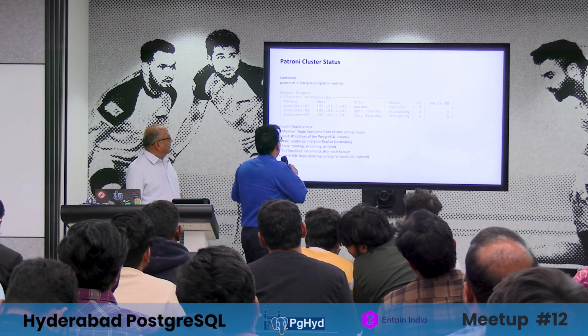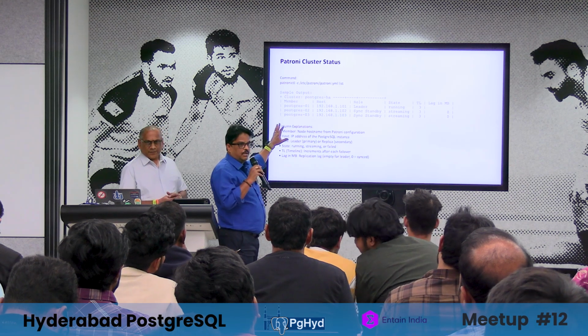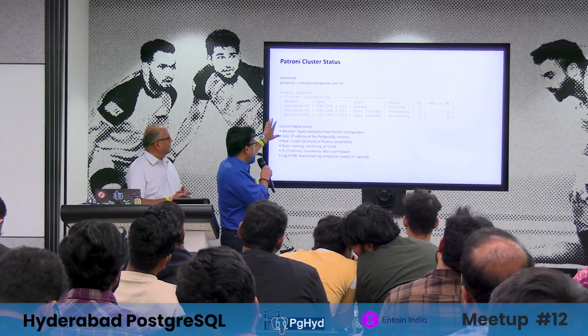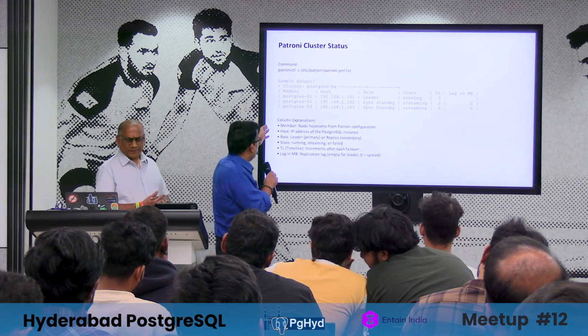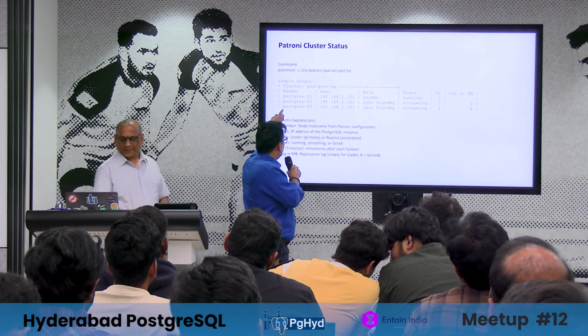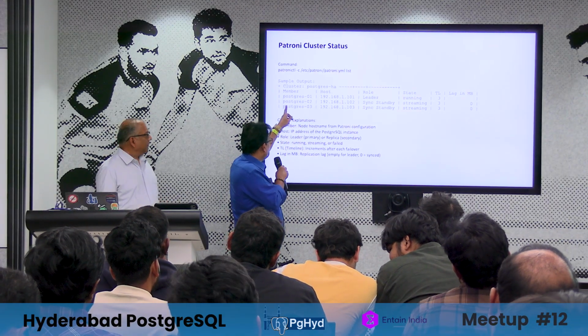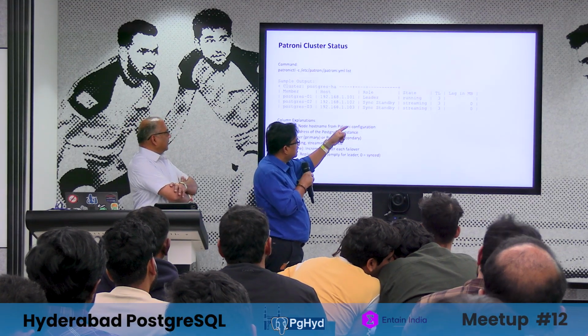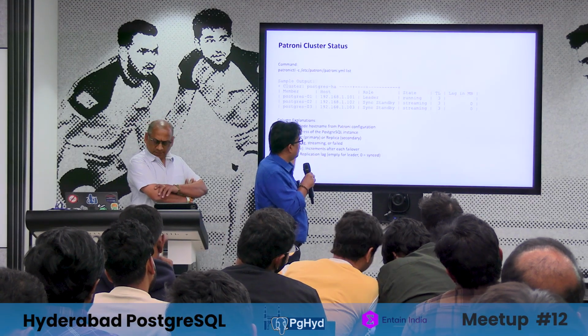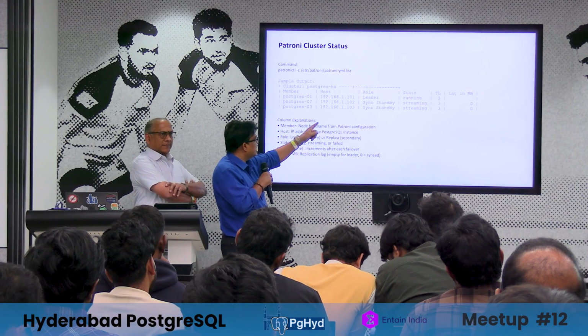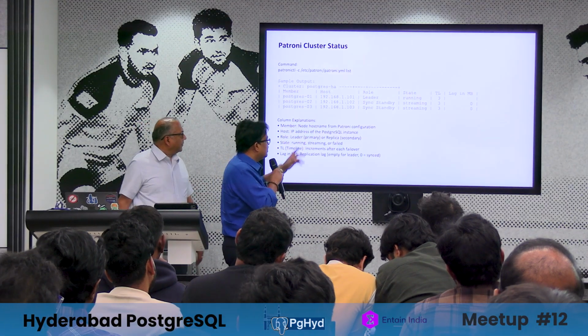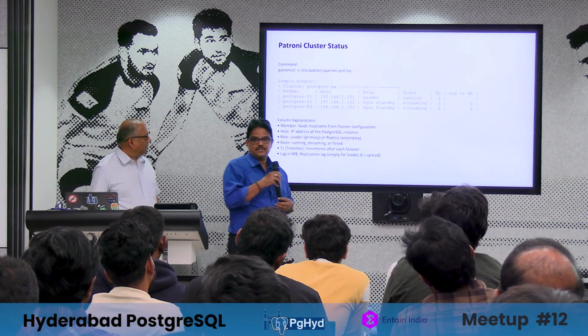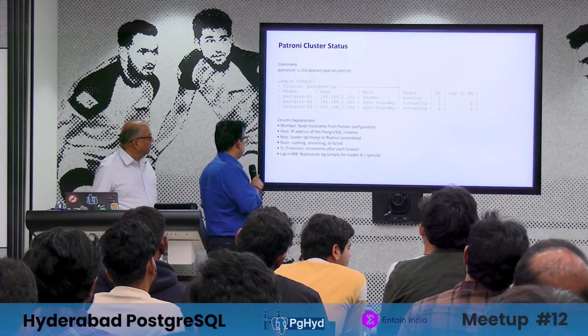Okay, so this is how the output will be visible. The first column is your member host name, then host IP, role, and the state. If it is running, then it will be for the primary, and if it is a sync standby, it will show as streaming. TL is the timeline, and lag is in MB, showing how much lag is available.